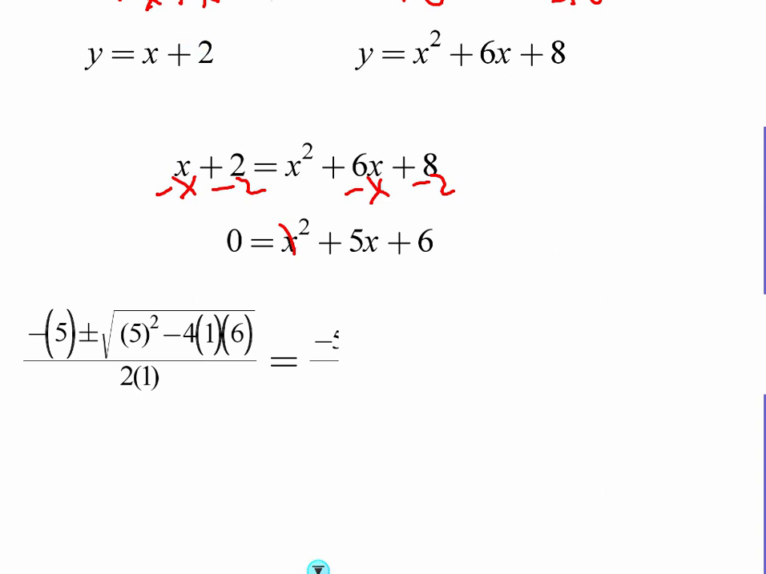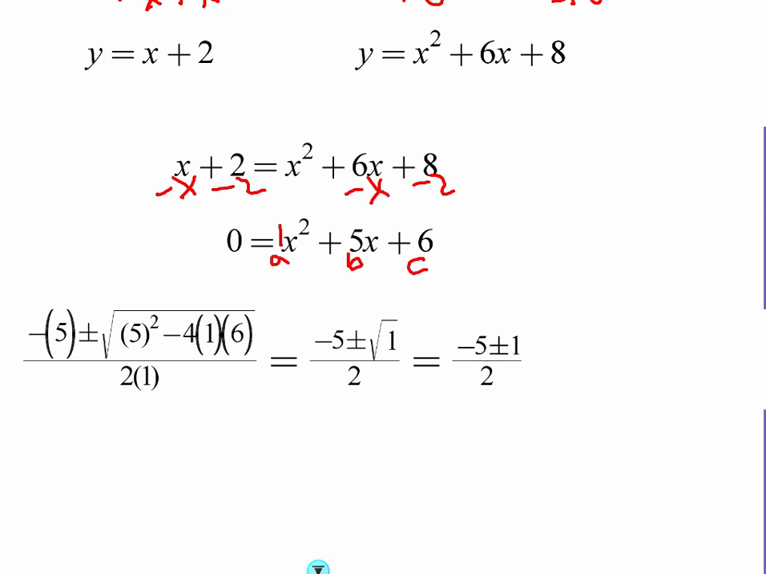So I know that my a value is 1, my b value is 5, and my c value is 6. So my quadratic equation is -5 plus or minus the square root of 5 squared minus 4 times 1 times 6, all over 2 times 1. If I work that out, underneath my radical I get 1. So this is -5 plus or minus the square root of 1 over 2.